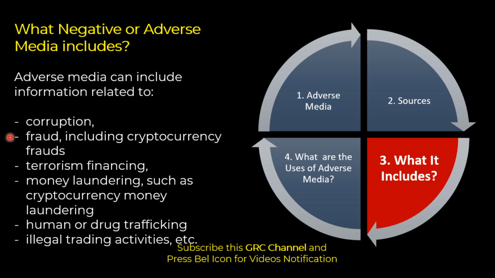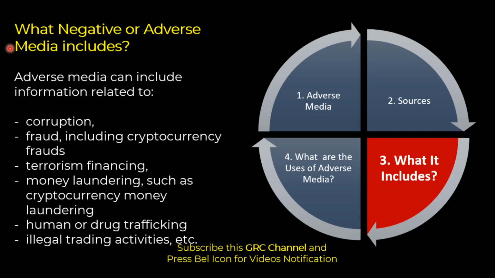And when we talk about fraud, we also mean cryptocurrency frauds. So cryptocurrency related frauds are also included in the fraudulent activities or fraud related news items. Then we have terrorism financing related news, then money laundering, including cryptocurrency money laundering, human or drug trafficking, illegal trading activities, etc. So all these items are to be traced when any specific financial institution is performing negative or adverse media for any specific individual, its customer, or its vendor, etc. So these are the broader sources.